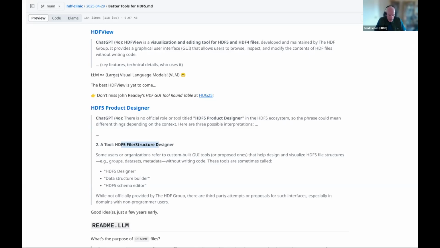But then, of course, this was not LLM-based code generation and things like that. This was pretty manual and laborious and all the rest of it. So I think it was a good idea. It was just a few years early. But okay, we move on from that.